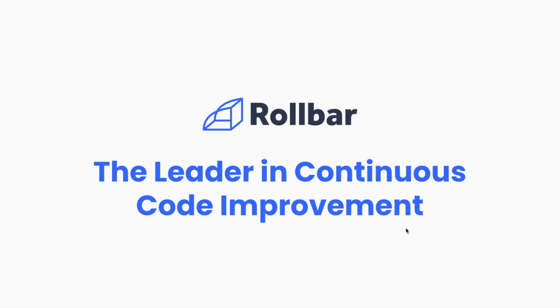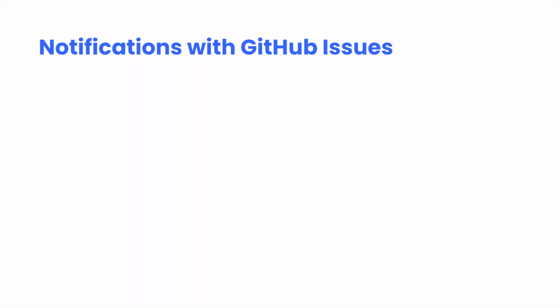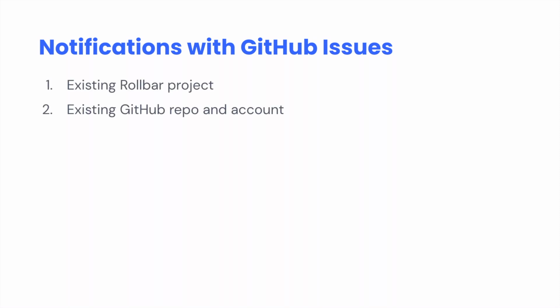In this video, we're going to show you how to integrate GitHub issues with an existing project in Rollbar. Before we begin, let's level set and talk about a few assumptions we're making. Number one, we're assuming that you have an existing Rollbar project that has already received errors. We're also assuming you have a GitHub account where you have a repo that's tied to this project, and an account that's also linked to Rollbar.